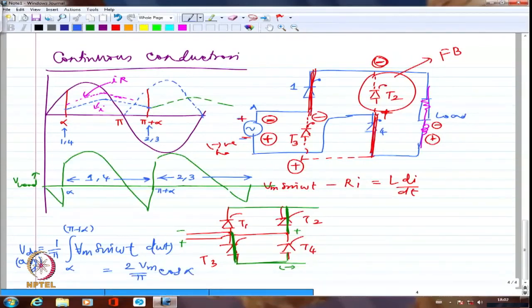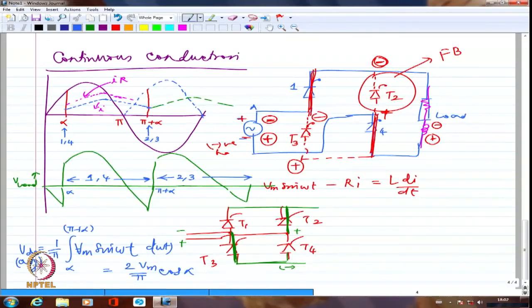And if I vary alpha, I am going to get different values of voltage. When alpha is 0, I will get maximum, so that full voltage comes across the load. And when I am going to have higher and higher values of alpha, lower and lower values of DC voltage will appear.